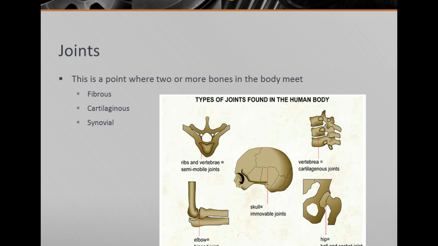A joint is a point where two or more bones in the body meet. Fibrous joints are found in the sutures joining the bones of the skull. Cartilaginous joints are joints that join bones with cartilage, such as the vertebrae, and synovial joints are fluid-filled joints filled with synovial fluid. These are limb joints, and classifications include plane, hinge, pivot, condyloid, and saddle.